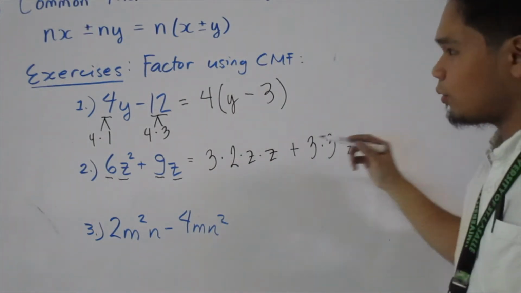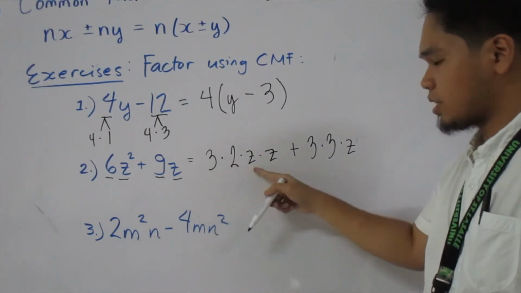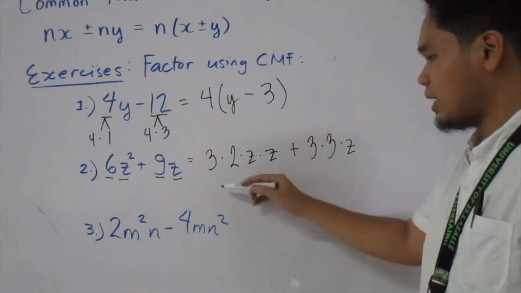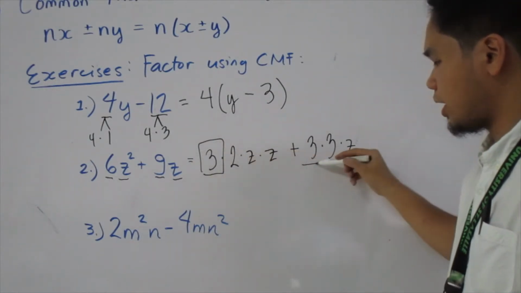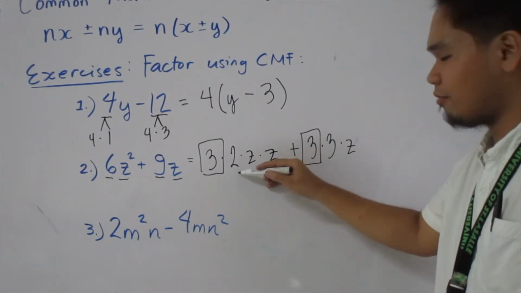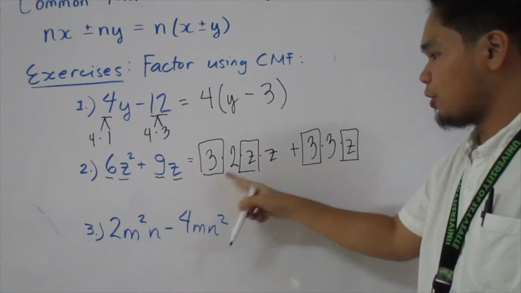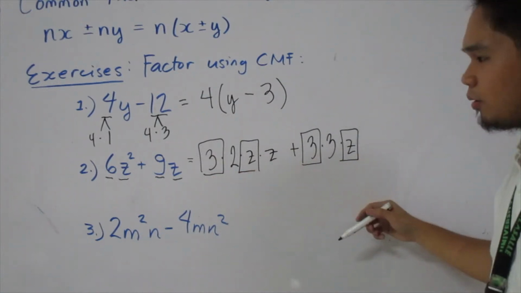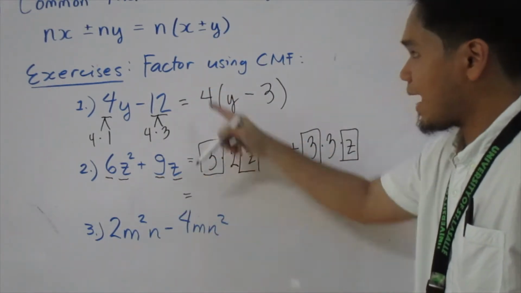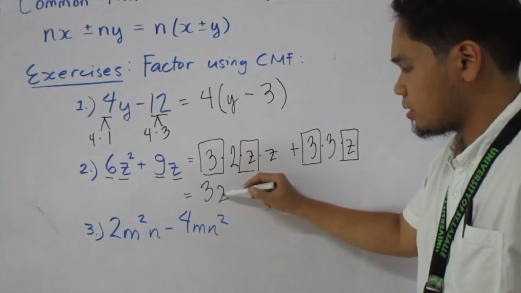Okay, so we're going to look at the common factor, which is our n. So what is our n here? We have 3 times 2 times 3 times z. We have here 3 times 3 times z. So we can easily see that we have a common number, which is 3 here. And we have a common variable, which is the z. So getting your n as your 3z, we can work things out and factor this using common factor. So imagine your n, the one outside the parenthesis, to be 3z.